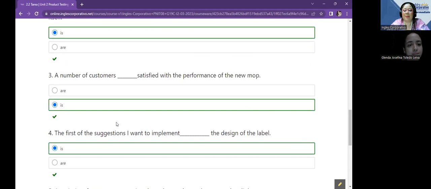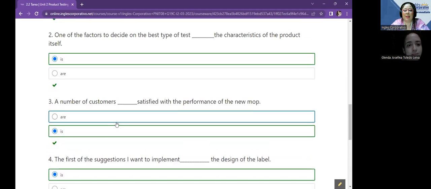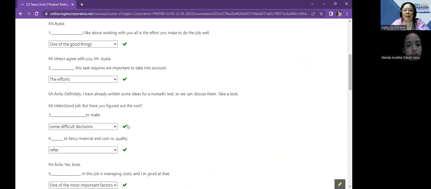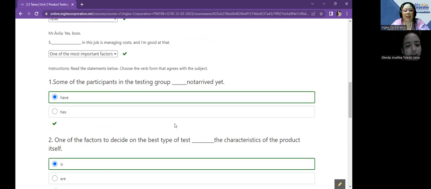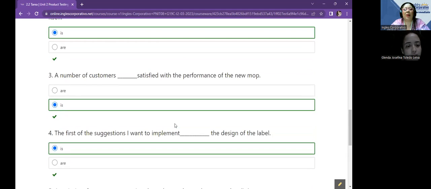En la número 3 me quedé que no vi que era la 3. ¿Le salieron bien todas? Sí. Es que no me fijé en su... No, en la 3 de abajo. Ah, ok. No me fijé cuál había... Ok, perfecto.